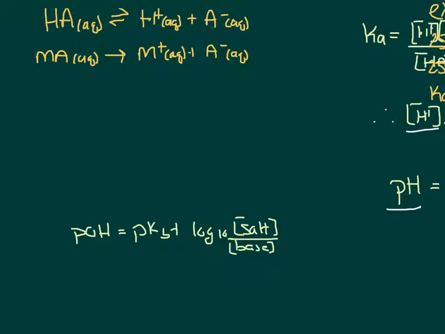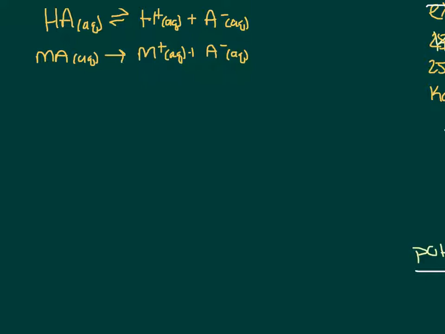Without doing all the work, just keep in mind that pOH will also equal pKb plus the log base 10 of the salt over the base. It is the same setup, just working with a basic buffer instead of the acidic buffer, but we have both calculations present.